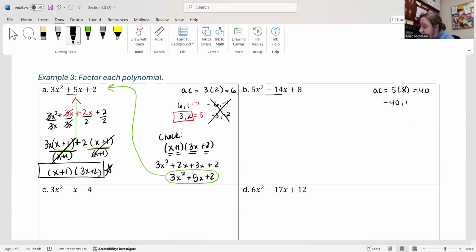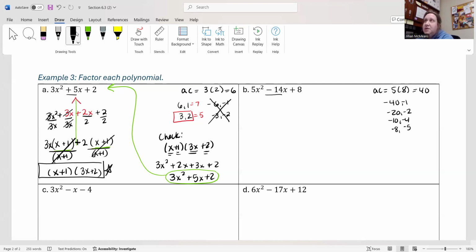40 is divisible by 2. So negative 20 and negative 2. 40 is not divisible by 3, so you can skip 3. Definitely divisible by 4. It is divisible by 5. Not divisible by 6, not divisible by 7, and then we get 8 again, so you can stop.